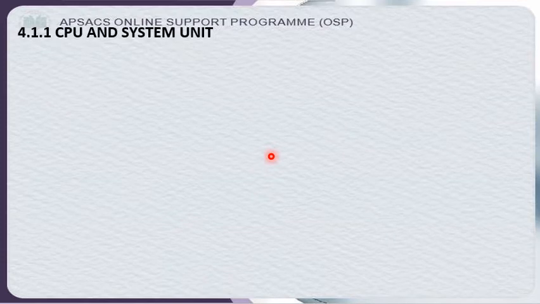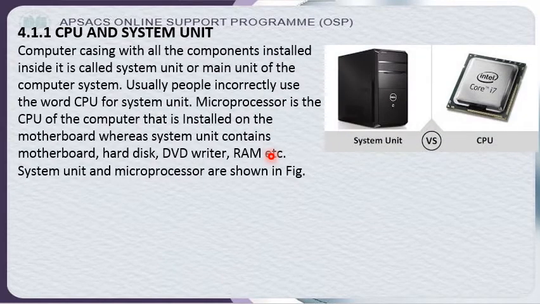Let's discuss the difference between CPU and system unit. A computer casing with all the components installed inside it is called a system unit. Whenever inside the casing all the components are there, which components? Just like hard disk, RAM, motherboard, DVD-ROM, CD-ROM, power supply. So whenever all these components are inside the casing, that is known as a system unit.